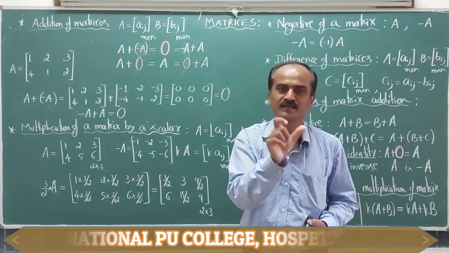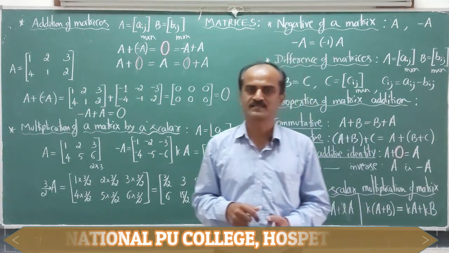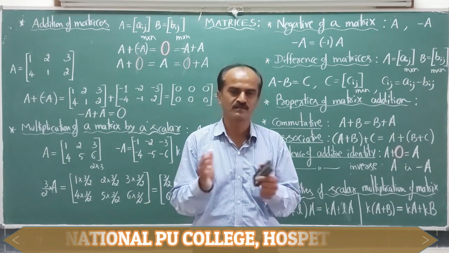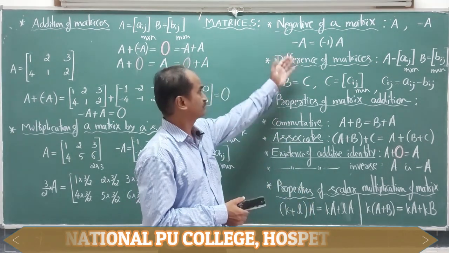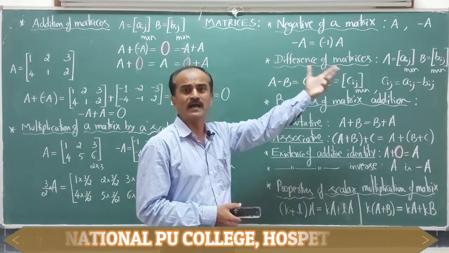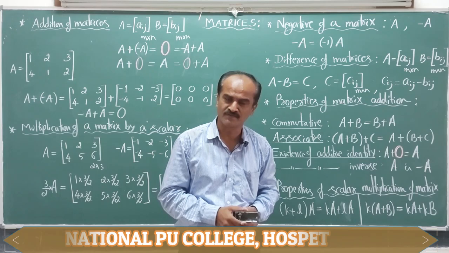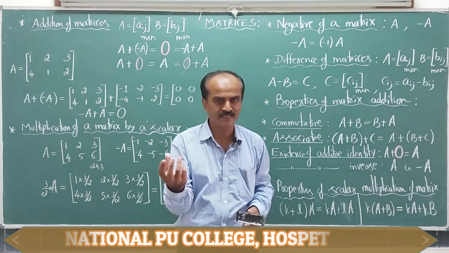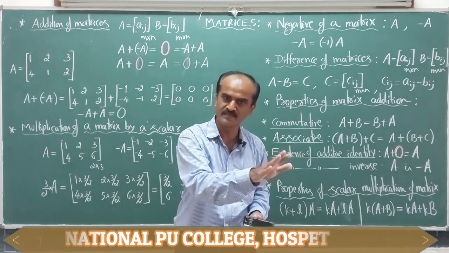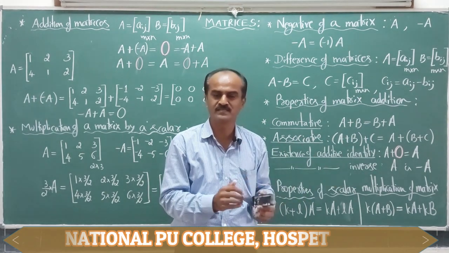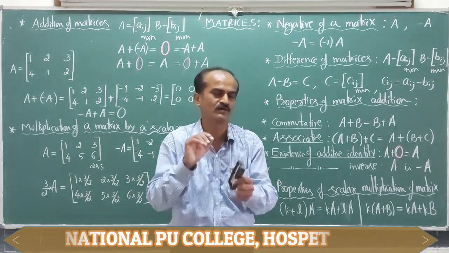By adding the corresponding elements of A and B. Difference of matrices means instead of addition we have to take subtraction. Negative of a matrix means if A is a matrix, minus of that matrix itself is the negative. Scalar multiplication of a matrix means one is a real number, another is a matrix. The product of these two is also a matrix. How to obtain the resulting elements? By multiplying all the elements of the given matrix by that scalar.